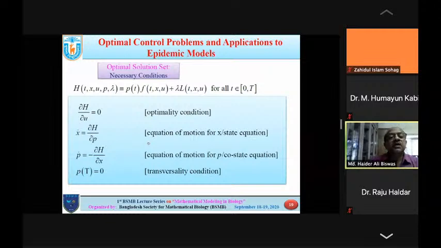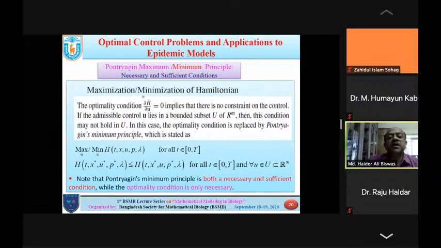So now the role of maximization or minimization of the Hamiltonian. This is due to Pontryagin. This condition is called both a necessary and sufficient condition, because you already noticed in the previous condition that del H by del U equal to zero implies that there is no constraint on the control. In that case, the control is unconstrained. Sometimes the admissible control lies in a bounded set, then this condition has some limitation, because in that case our optimality condition may not be a sufficient condition.